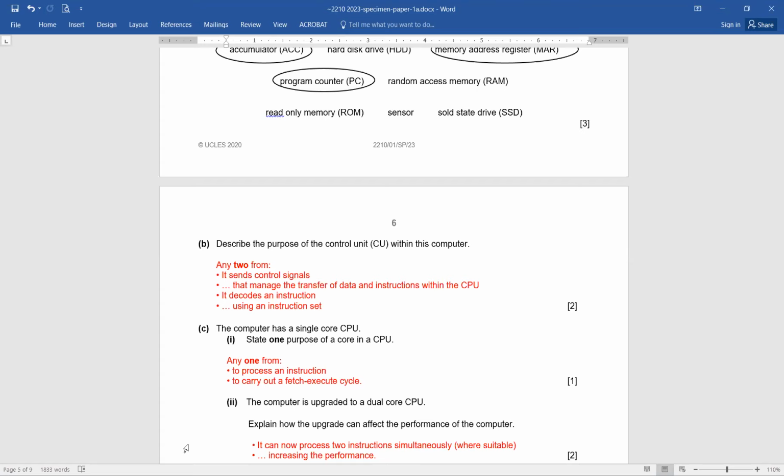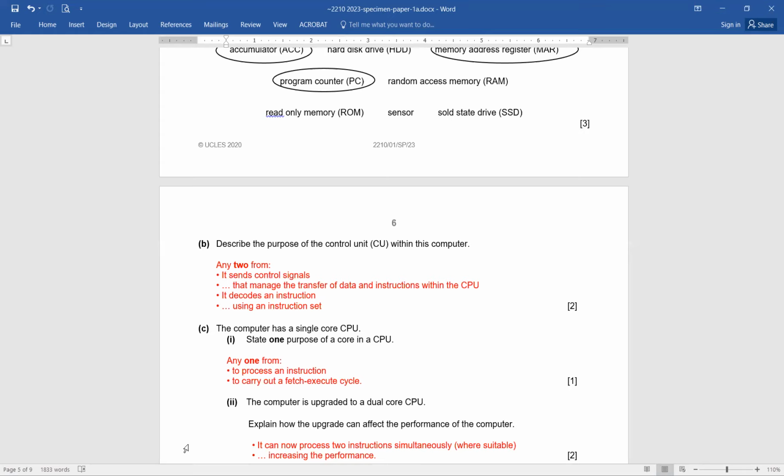Okay. The computer has a single core CPU. State one purpose of a core in a CPU. Now, if the student has written the answer to process an instruction or to carry out a fetch execute cycle, then definitely he is able to score 1 out of 1 because he has simply stated the right reason why we have a core in a CPU.